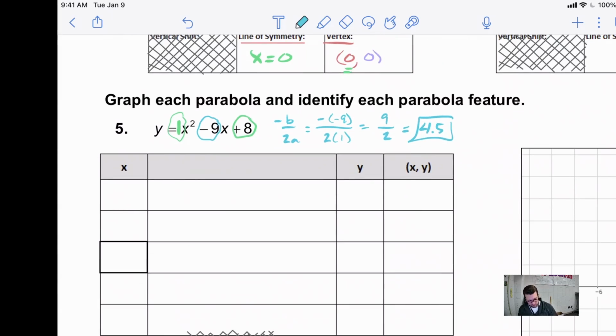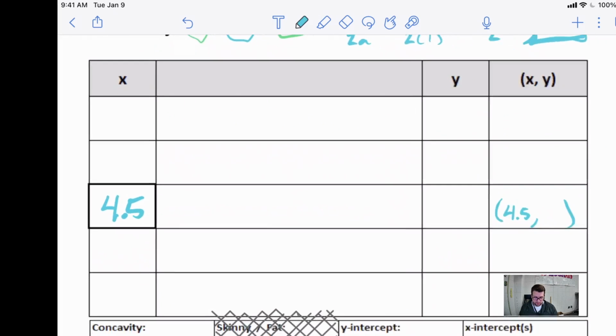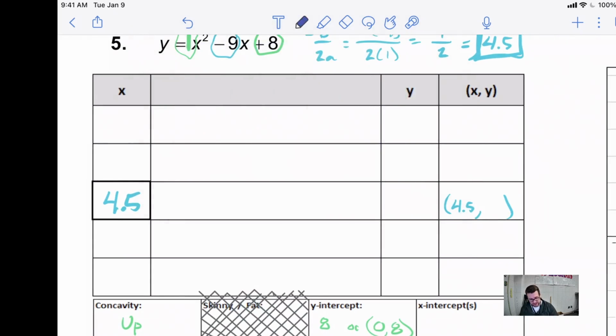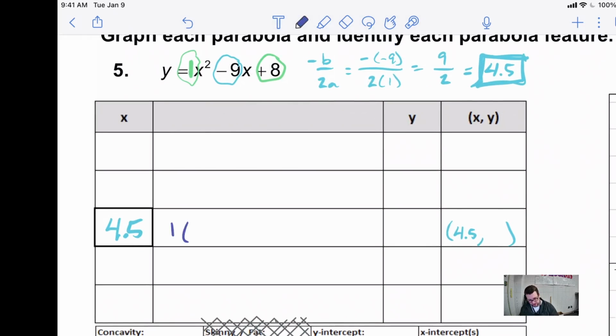Remember, the way this works is you want to take whatever value comes from that formula and put that smack dab in the middle of our graph. Since that is our x value here, the x coordinate of that point will be 4.5. Now, to get the y coordinate, what you're going to want to do is plug in. So I'm going to take my original function, 1, and then put 4.5 wherever I see an x. So I'm going to have 1 times 4.5 squared, minus 9 times 4.5, plus 8.